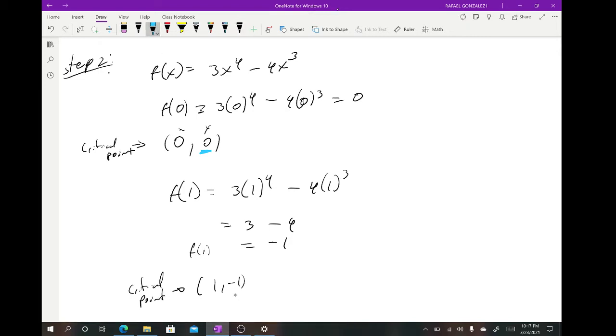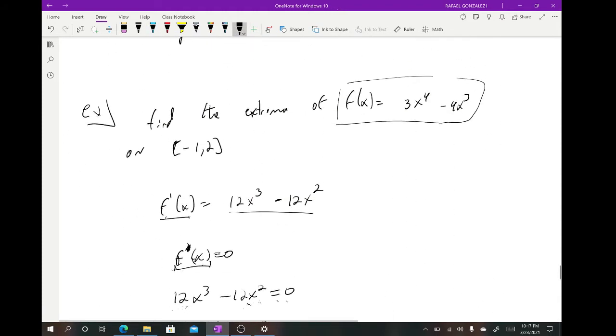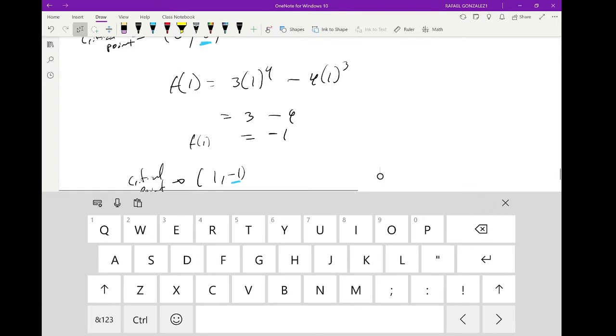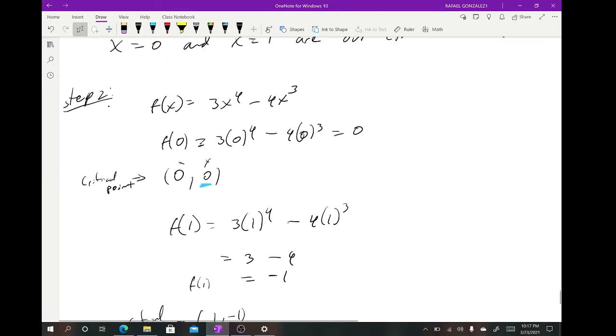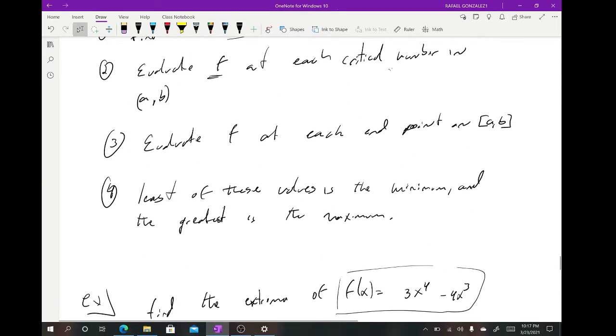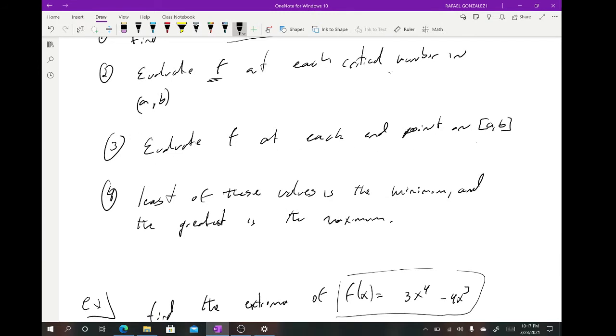And again, we will be focusing on that y value in a second. What is step 3 from the guidelines? Step 3 is to evaluate f at each endpoint. Let me just scroll up so you can see it. So it's to evaluate f at each of the endpoints.